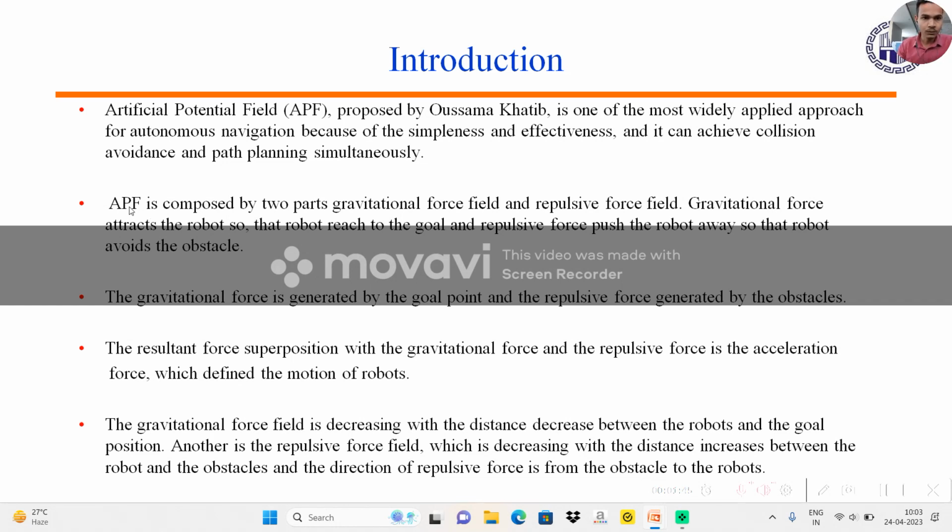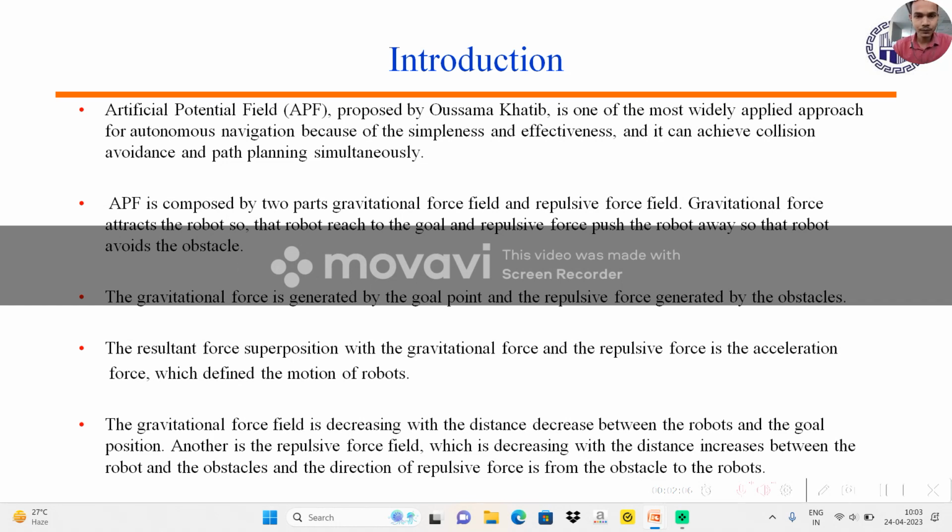The artificial potential field algorithm is composed of two parts. The first one is the gravitational force field, and the other one is the repulsive force field. The gravitational force field attracts the robot so that the robot reaches the goal, and the repulsive force pushes the robot away so that the robot avoids the obstacles.